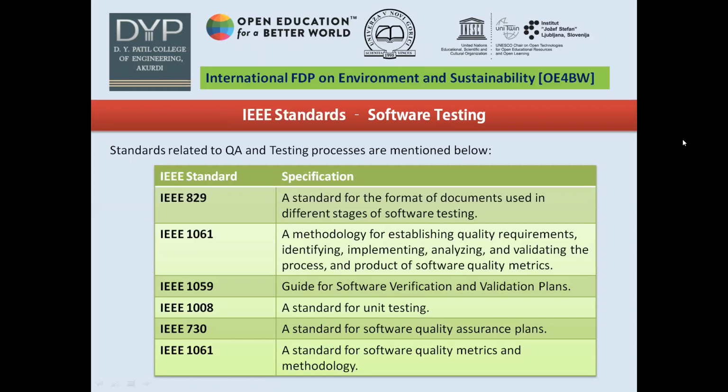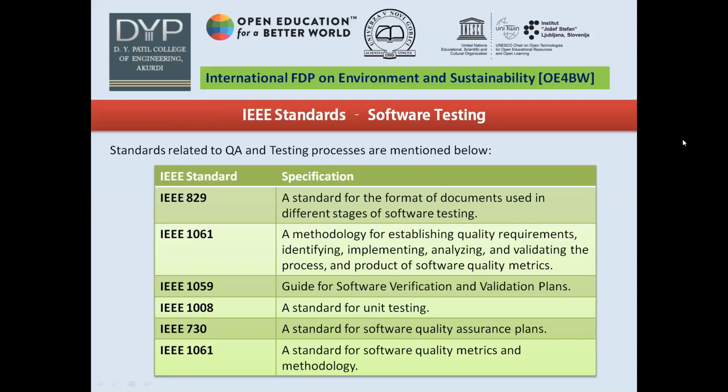IEEE 829 is for the format of documents used in different stages of software testing. IEEE 1061 is a methodology for establishing quality requirements, and identifying, implementing, analyzing, and validating the process and product of software quality metrics. IEEE 1059 is the standard for software verification and validation plans.